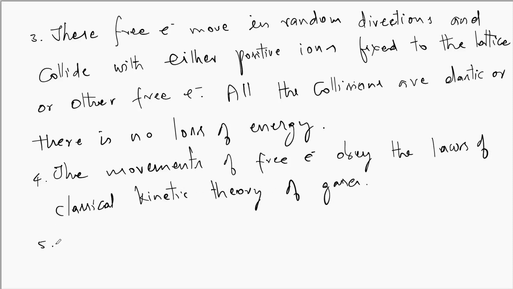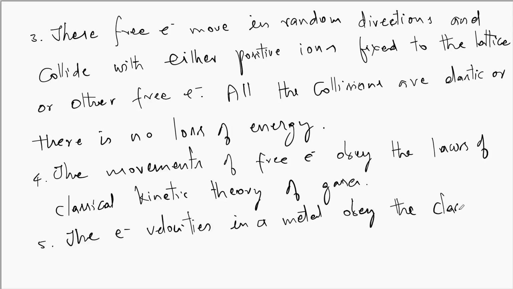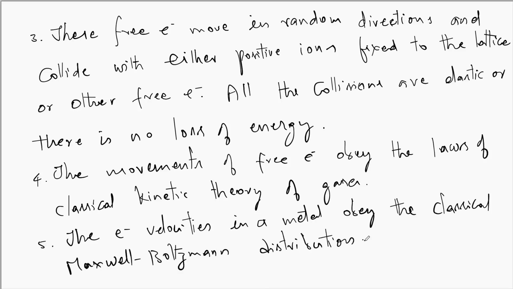The fifth postulate is, the electron velocities obey the classical Maxwell-Boltzmann distribution. The velocities of the electrons can be expressed using a statistical distribution. The statistical distribution that holds good in this case is the Maxwell-Boltzmann distribution.